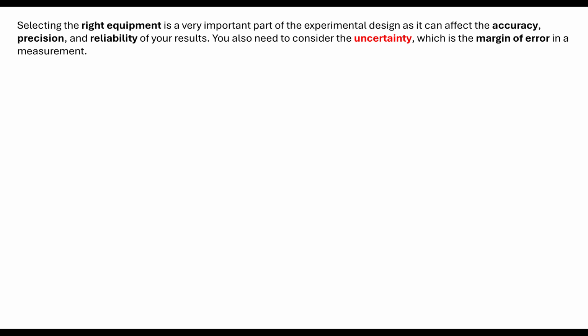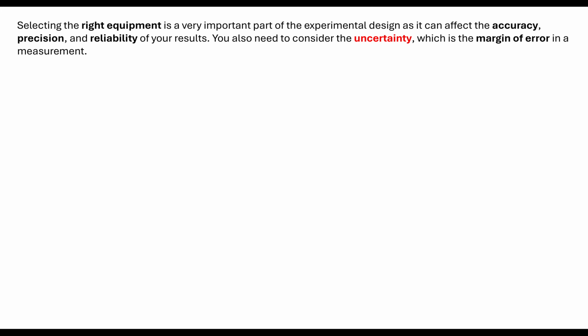Now, the other thing you need to do is select the right equipment for being able to carry out an experimental design and ensuring that you have accurate results, that your precision and reliability of your results is not affected. So you need to be able to consider your uncertainty, which is that margin of error.